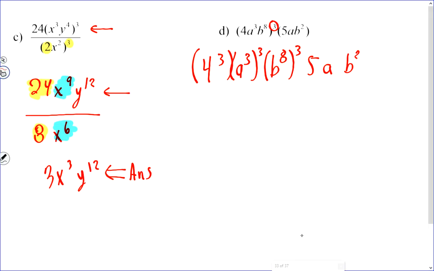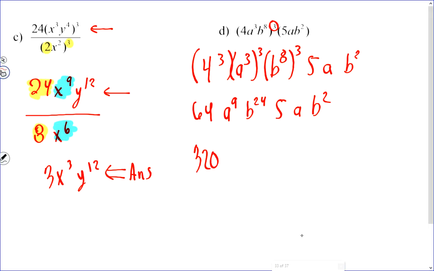So it's 4 to the 3, that's 64. It's a cubed to the 3, which is a to the 9 when we multiply these exponents. And it's b to the 24. We also have a 5, an a, and a b squared. Look, we just keep going until we can't go any further. I can now take the 64 times the 5 and get what I believe is 320.